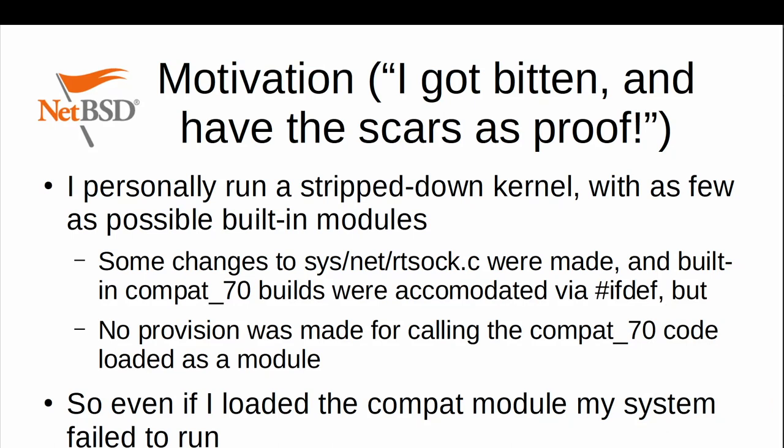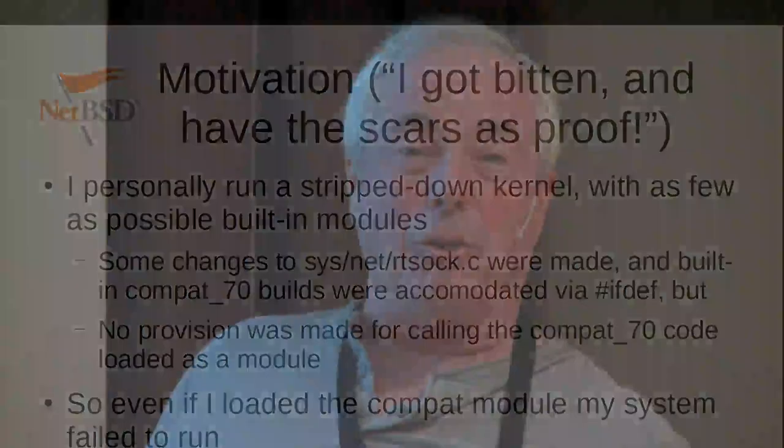The main reason I started all this is because I got bit by one of the main problems that we have. In my systems, I only run highly modularized kernels. I basically strip everything out of the kernel and load everything as a module if and when I need it. So the generic kernel for NetBSD has somewhere around 250 modules that are built in to the kernel so that everybody gets everything. When my kernel boots, it's got 20 modules, or 22, I think. I counted last night.